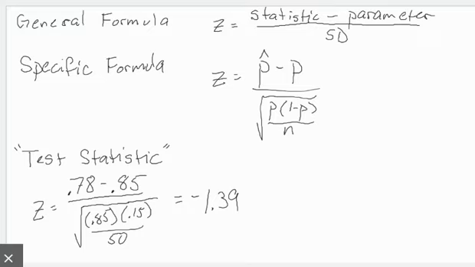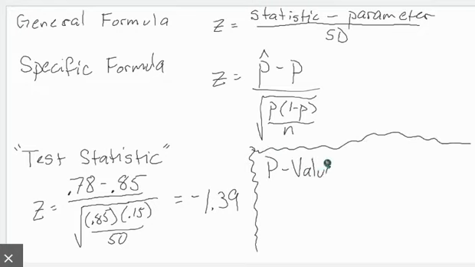All right, once we've found our test statistic, the next thing that we want to find is something called the p-value. P-value. In order to find the p-value, I'm just going to find the area under the curve. You guys have been doing this once again since the middle of first semester. So I'm going to draw this picture.